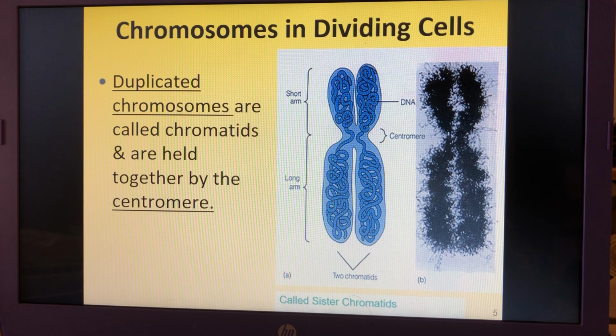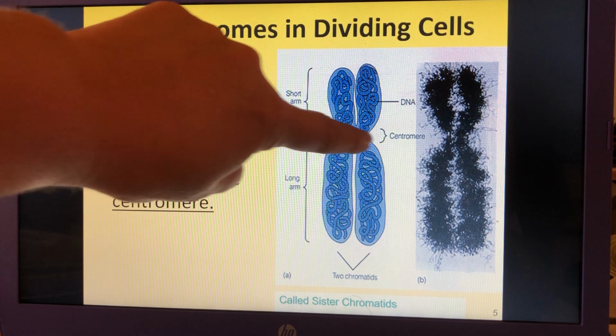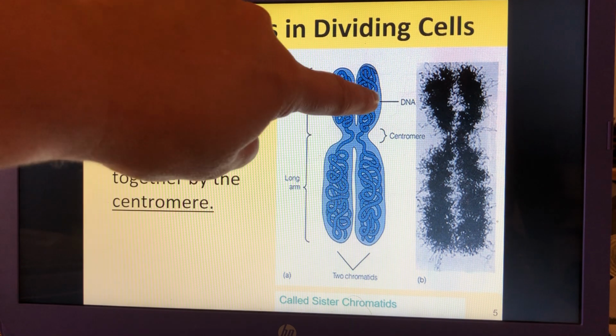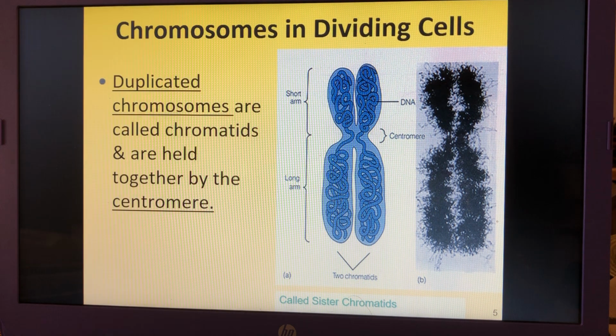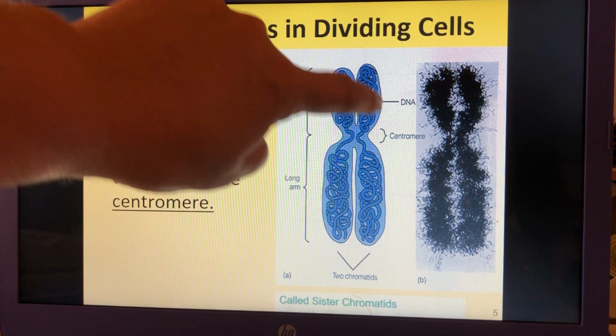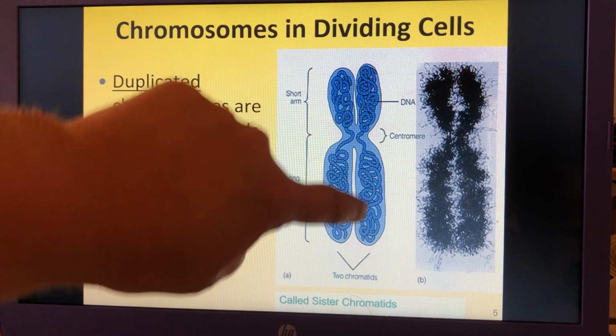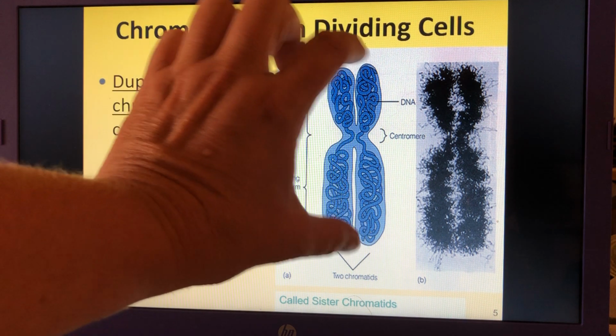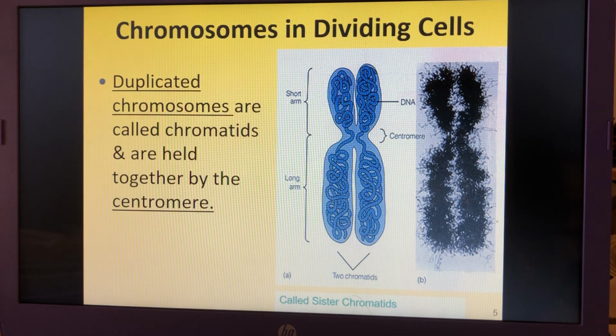Chromosomes in dividing cells are duplicated. They're duplicated so that each daughter cell that we end up with at the end of the process has the same information. Their duplicated chromosomes are called chromatids and are held together by the centromere. This middle part is what we call the centromere, and then you have the DNA on each side of the chromosomes. And each individual rod is a chromatid. So you have a chromatid here, the centromere here, but this whole thing together is what we call a chromosome.